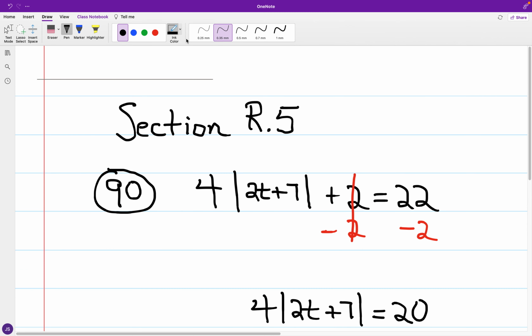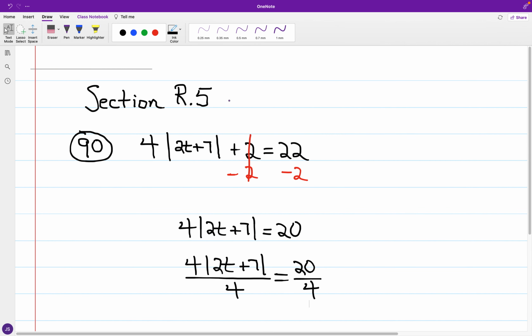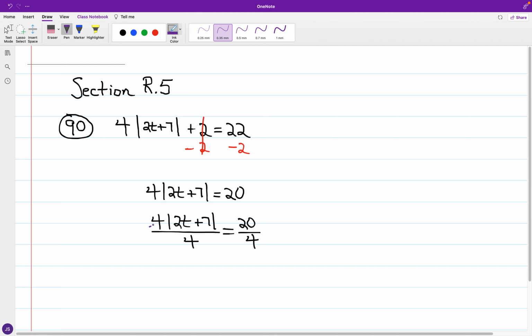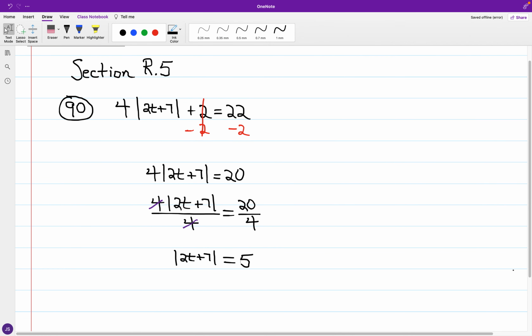Upon doing so, with division by 4, in the rewrite we have the absolute value of 2t plus 7 is equal to 5. And again, there will be 2 numbers that have an absolute value equal to 5, and those would be 5 and negative 5.